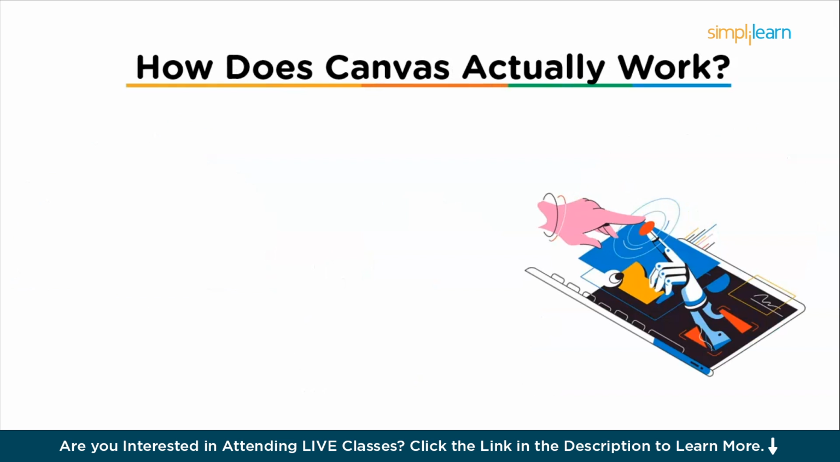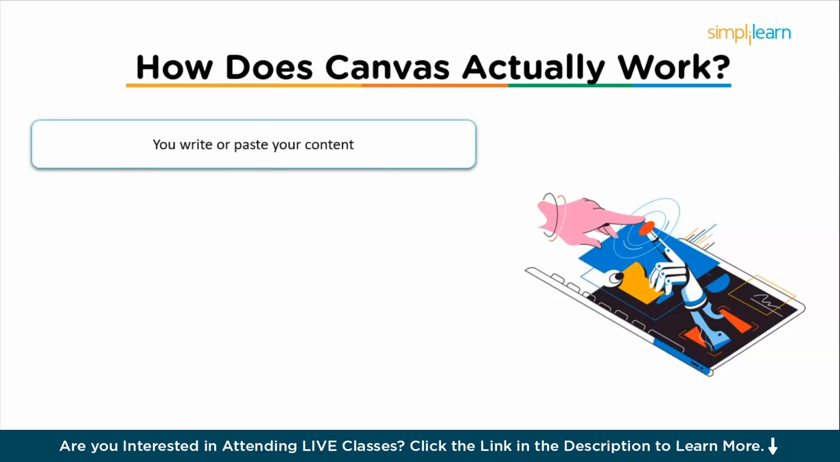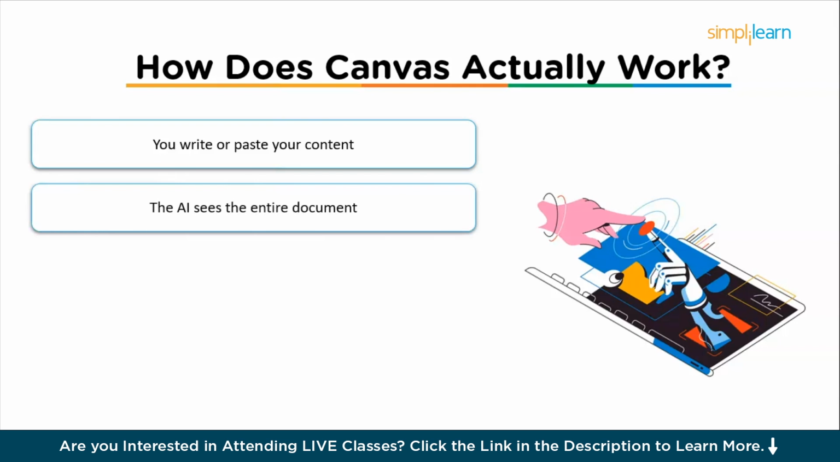So let's now see how Canvas actually works. Canvas is not just a chat window. It's a workspace with memory. Here's what makes it special. You write or paste your content. Then the AI sees the entire document and basically scans it.